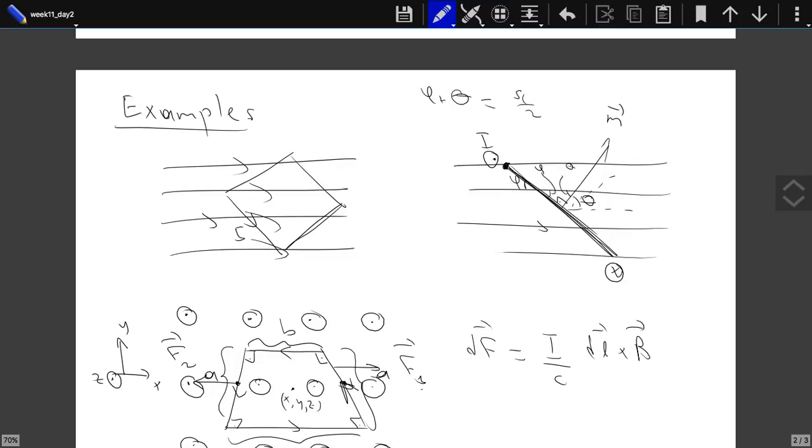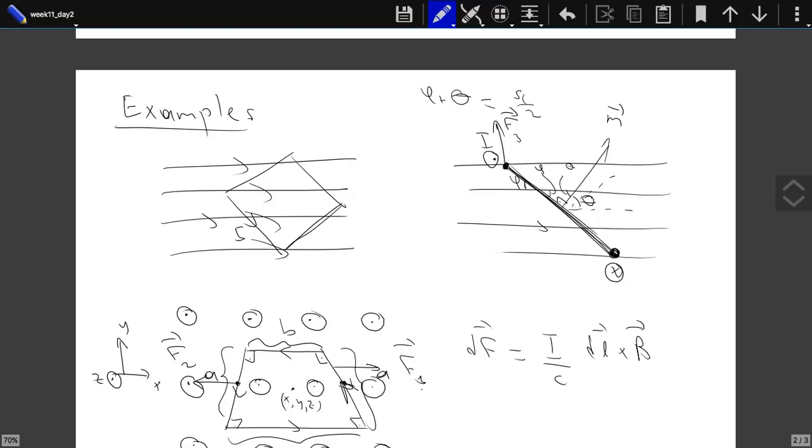What is it there? You see, the I is pointing towards you. B is pointing towards your right. So I cross B is pointing up. So the force acting on this segment will be in this direction. This is our F3.